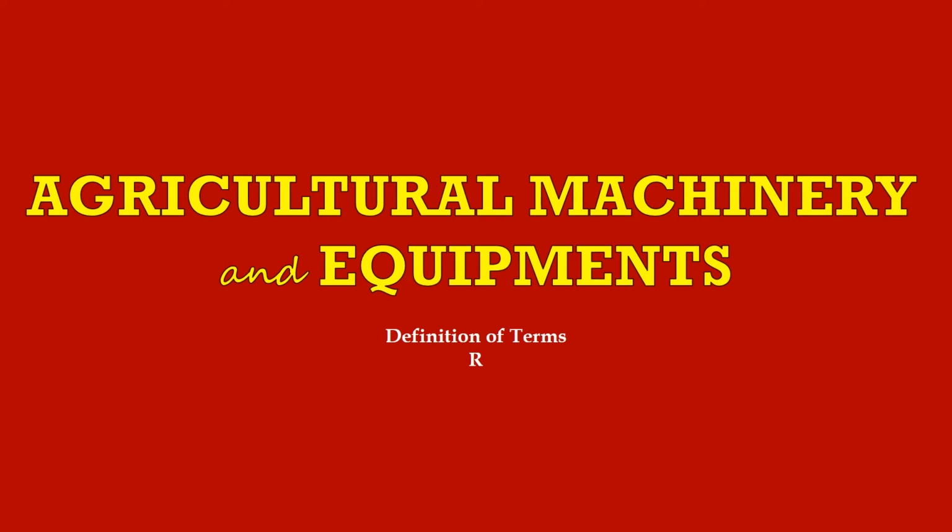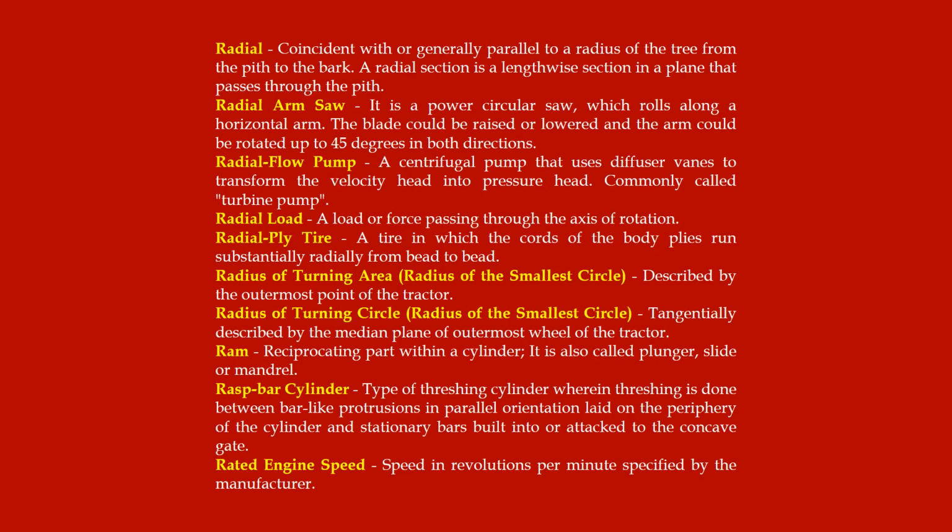This is Agricultural Machinery and Equipments. Definition of terms. R. Radial: coincident with or generally parallel to a radius of the tree from the pith to the bark. A radial section is a lengthwise section in a plane that passes through the pith.